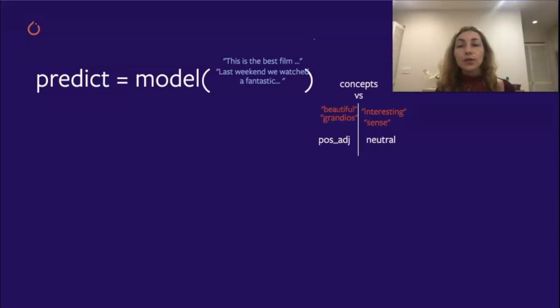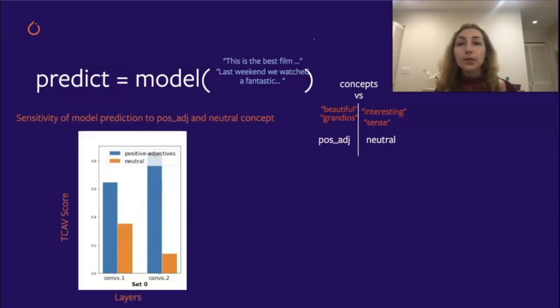Let's also assume that we are given two sets of concepts, positive adjectives and neutral terms, as also described in the previous slides. Our goal is to apply TCAF on our model using these two concepts and understand how important they are for positive sentiment prediction. Note that our model has two convolutional layers and we ran TCAF for both convolutional layers.